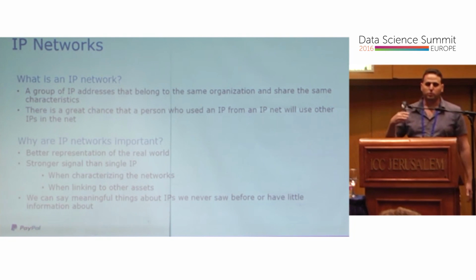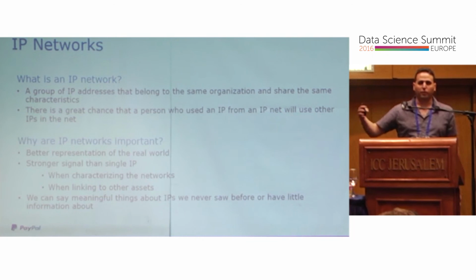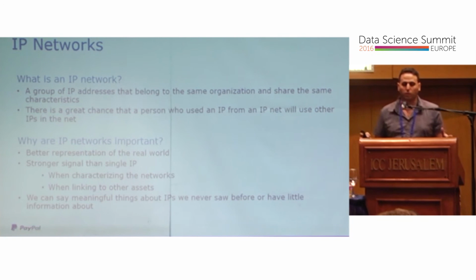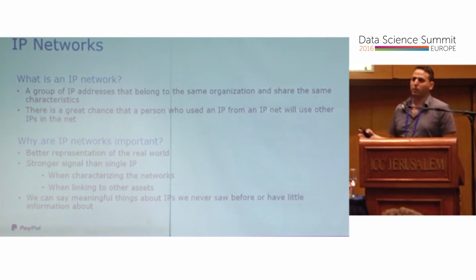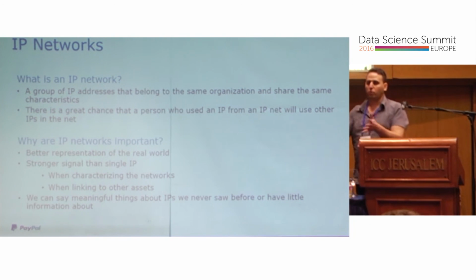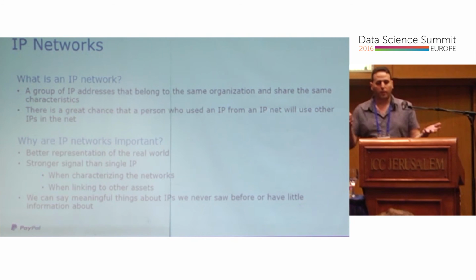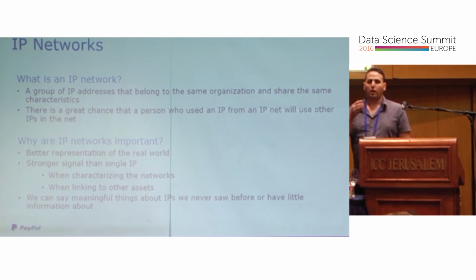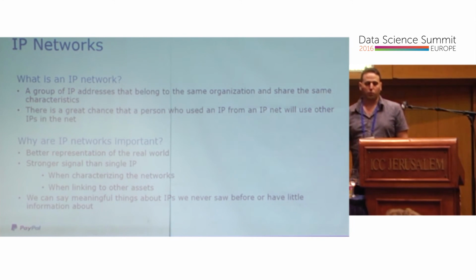So in order to come up with better intelligence for location and for all the things I mentioned, we are building the basic layer that we call IP networks. An IP network is a group of IPs that share the same properties. For example, if your corporate network has a certain group of IPs, that's a network. In a network, we expect that if a user uses IP X, there is a high probability that we'll see him from IP Y, assuming that X and Y belong to the same network.